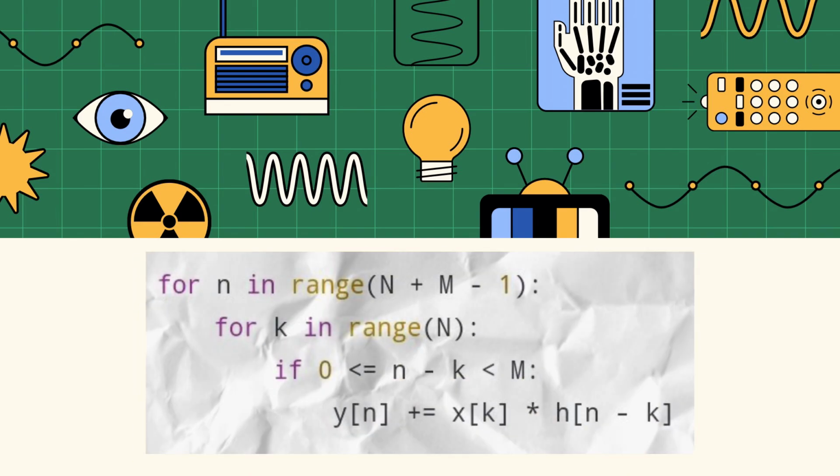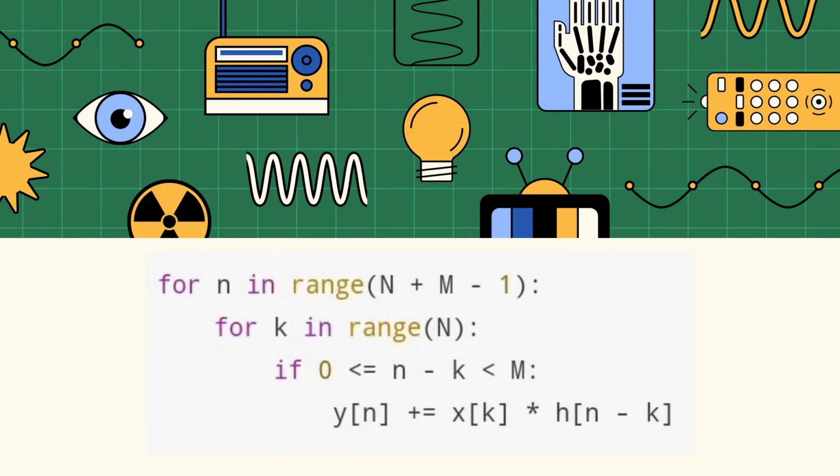Nested loops, the core of convolution. This section implements the mathematical convolution formula. y of n is equal to the summation of x of k multiplied by h of n minus k. The outer loop goes through each output sample n. The inner loop multiplies overlapping samples of x and a shifted version of h.